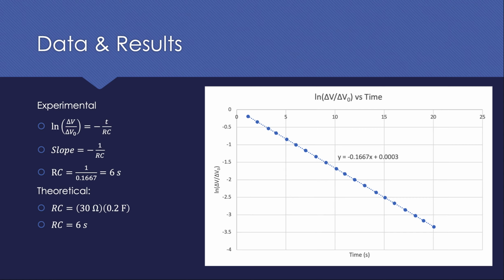In this part, we measured the voltage across the capacitor at 1 second intervals for 20 seconds, and then using Excel and these equations, this plot was made. The line of best fit has a slope of negative 0.1667. Taking the negative reciprocal of this gives the time constant of 6, which corresponds to the theoretical value, which is also calculated below.